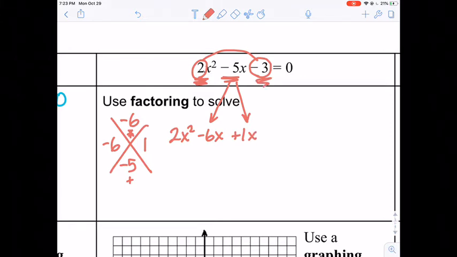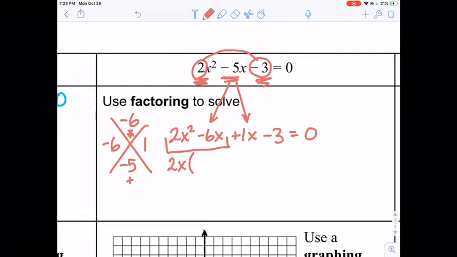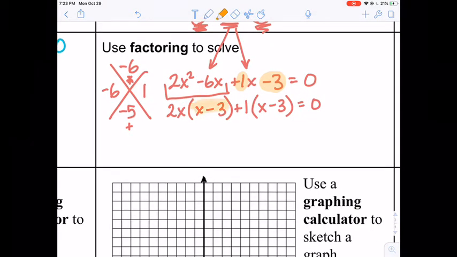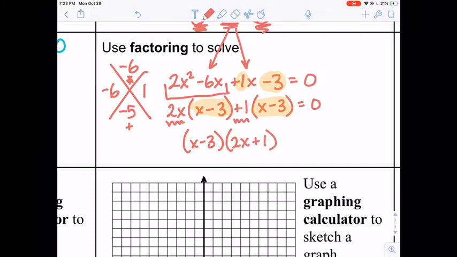And I'm bringing down the negative 3 so that I can factor out a GCF here. So what's common here is 2x. Left over would be x minus 3. And there's not really anything in common between positive 1 and negative 3. So I'm just going to take out a 1. And that's going to leave me with x minus 3. That's still equal to 0. So I see my common terms are here. I'm going to take that out to the front. And then what's left over, 2x plus 1. So I have 2x plus 1 equals 0.